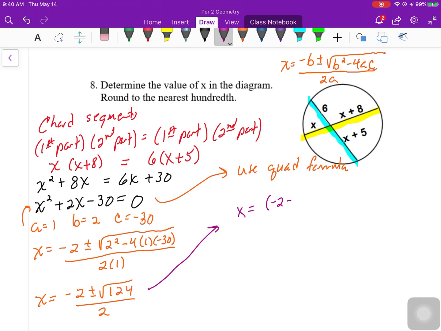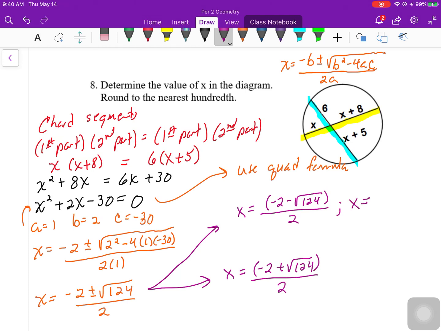We're not finished yet. We have to split that into our two parts. One part is when we use the negative, and let's not forget to enclose the entire top in a parenthesis. And the other part is when we use the positive before the radical. On the top part, I end up with x equals, rounding to the nearest hundredth, which is 2 decimal places, negative 6.57.